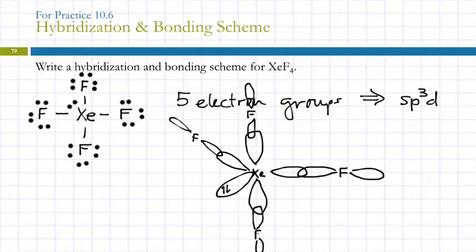And then we're supposed to identify what these bonds are. All of these bonds are actually the same kind of bond. They're sigma bonds, and they are between xenon. What kind of orbital is xenon using? sp3d. They're between an sp3d hybrid orbital on xenon, and fluorine is using an unhybridized p orbital.